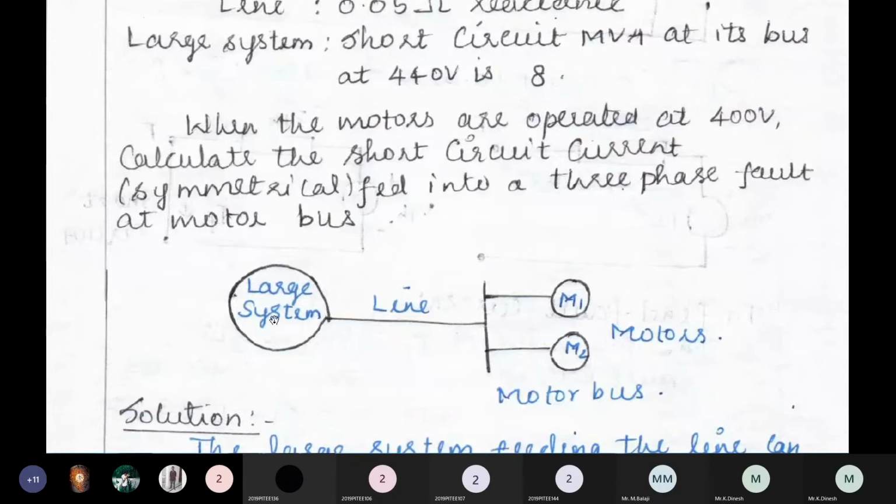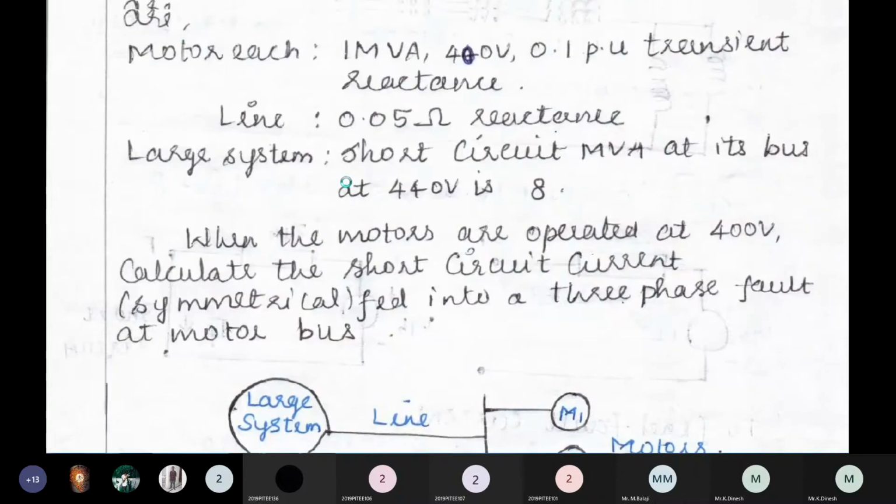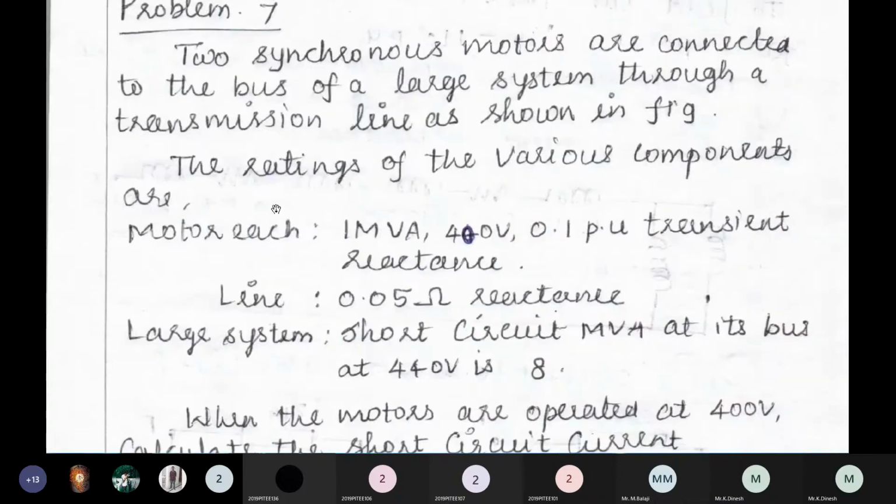So it is a large system. The large system is connected with your transmission line. The transmission line is connected with your two parallel connected motors, otherwise said to be the motor bus. So this is the simple power system given in the problem. Some initial values they specified.